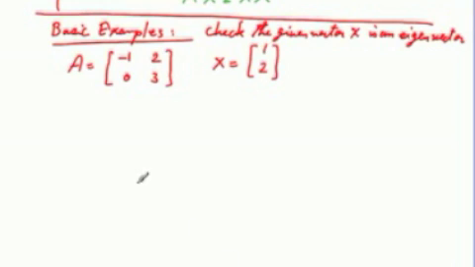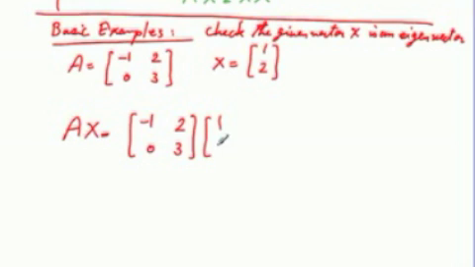Well, let's just go see what is special about this. So I go ahead and try to find out what's the product of these two. So minus 1, 2, 0, 3. I take that multiplied with 1, 2. What am I going to get?